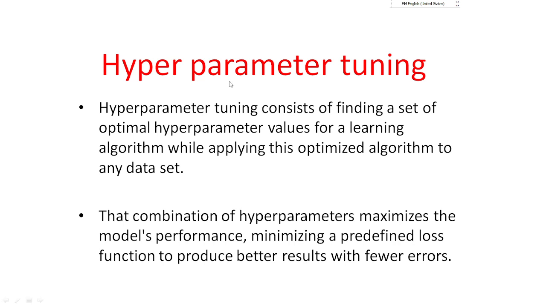Hyperparameter tuning: we have to tune the hyperparameters to improve the performance of the algorithm. It consists of finding a set of optimal hyperparameter values for a learning algorithm while applying this optimized algorithm to any data set. For any data set, you tune the hyperparameters so that the model is applicable for any data set. That's called hyperparameter tuning. The combination of hyperparameters maximizes the model performance and minimizes a predefined loss function to produce better results with fewer errors.